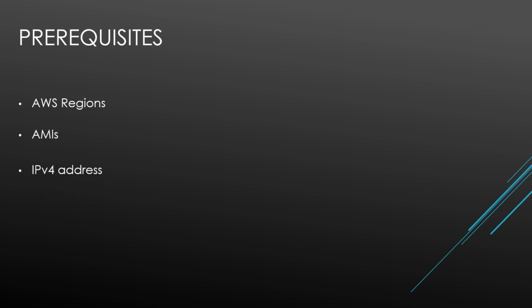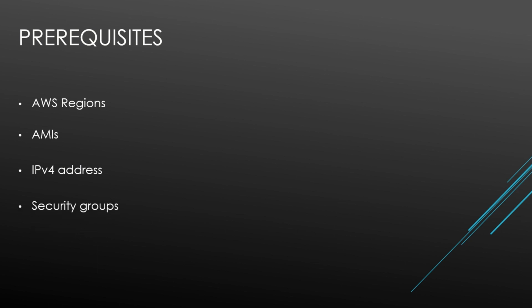And next, IPv4 address. Your instance must have an IPv4 address. It can be either a private or public one, but you need an IPv4 address. EC2 Instance Connect endpoint does not support connecting using an IPv6 address.